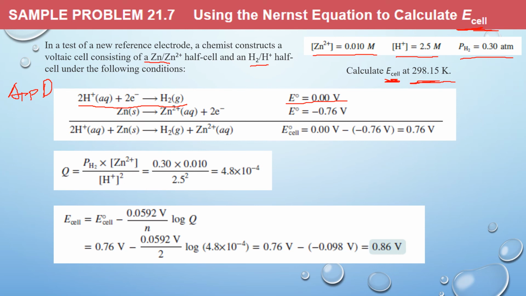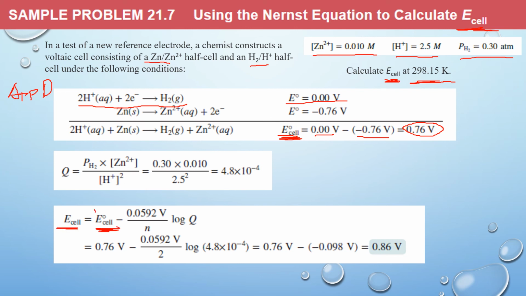First we calculate the standard E cell. For the zinc, we reverse it. So we have 0, which is the potential at the reduction, minus the potential of the anode, which is negative 0.76. So overall, we have 0.76. Notice that this is the standard cell potential, because we need that to calculate the cell potential.